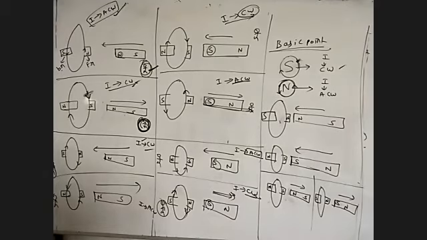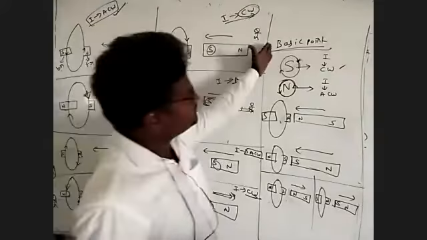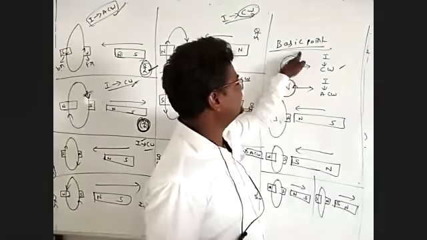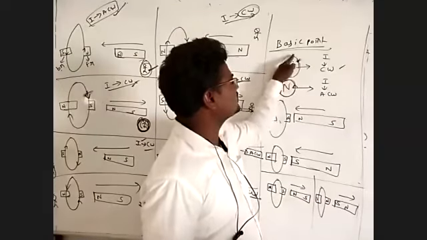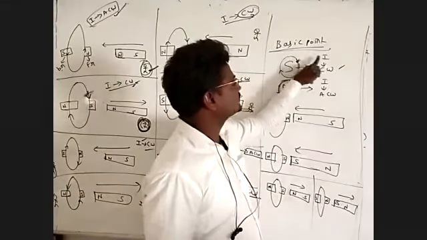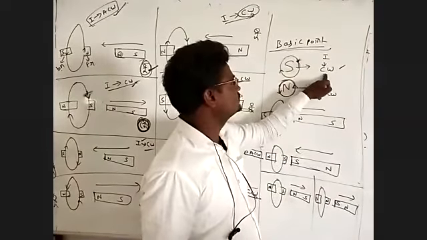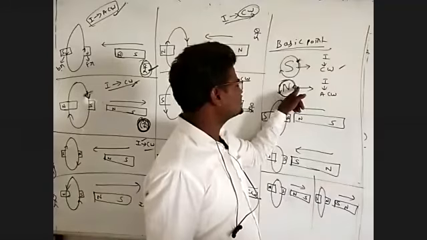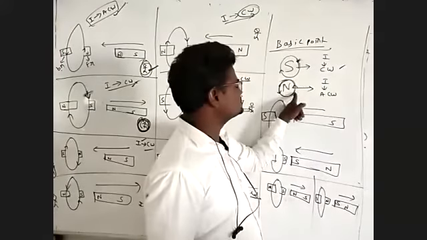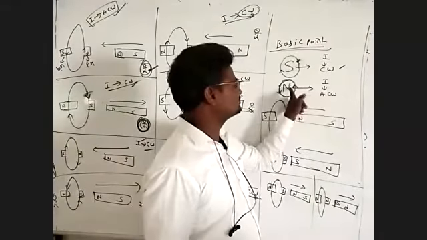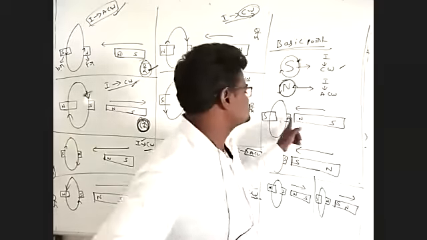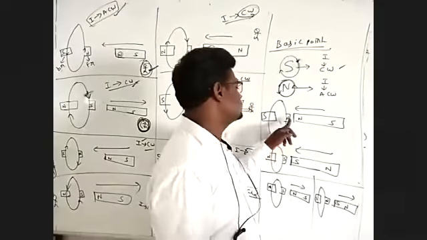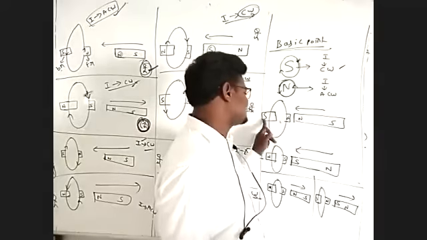Once again, you see the basic points. This is a ring. If the ring carries current in a clockwise direction, that means a south pole is acting. If the ring carries current in an anti-clockwise direction, it acts as a north pole. Now, when the north pole of the magnet is moving towards a coil, the front ring acts as a north pole and the back ring acts as a south pole.